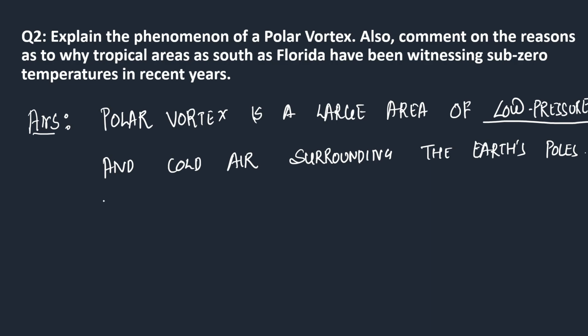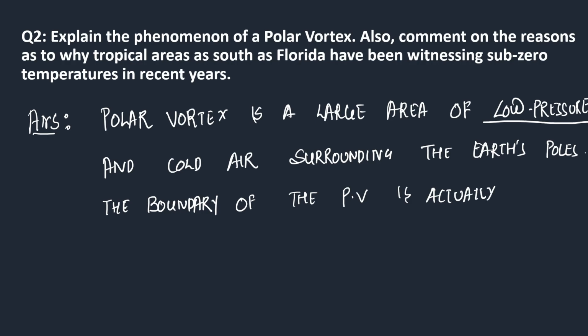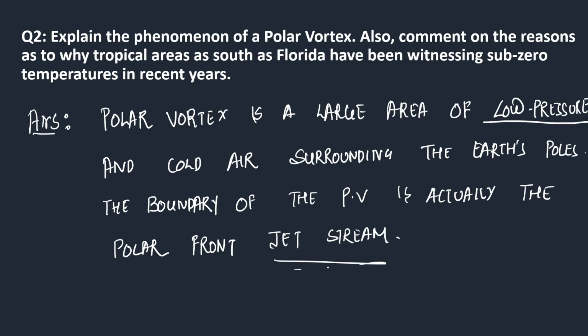Now you have to further explain it. The boundary of the polar vortex, PV for short, is actually the polar front jet stream. Okay, so you have to underline this also. Low pressure, boundary, polar front jet stream. So the examiner will understand that you know the phenomena, right?